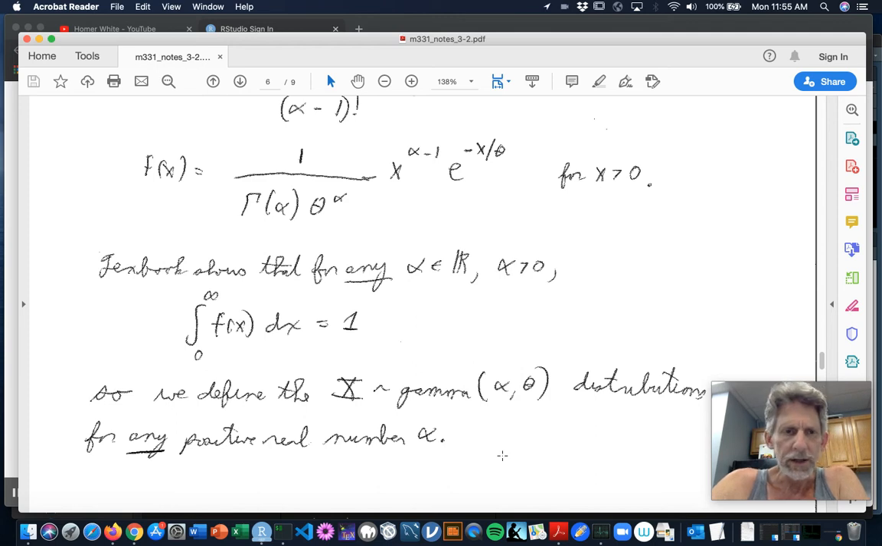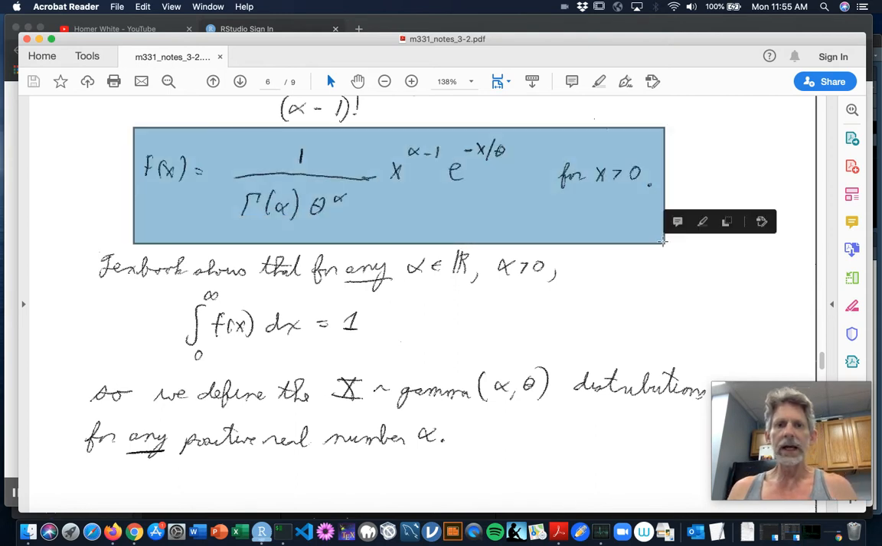Everybody, Dr. White back again, continuing our discussion of exponential and gamma random variables. So we have derived a PDF for gamma alpha theta random variables, and that's the formula.